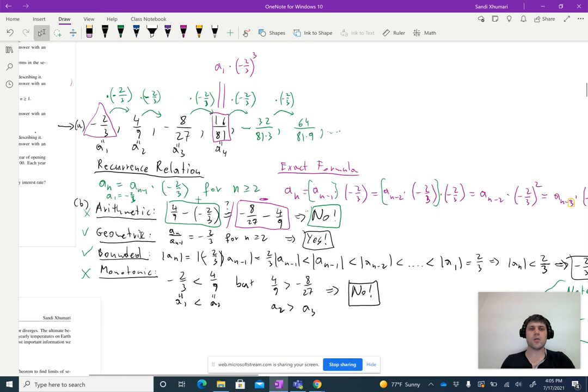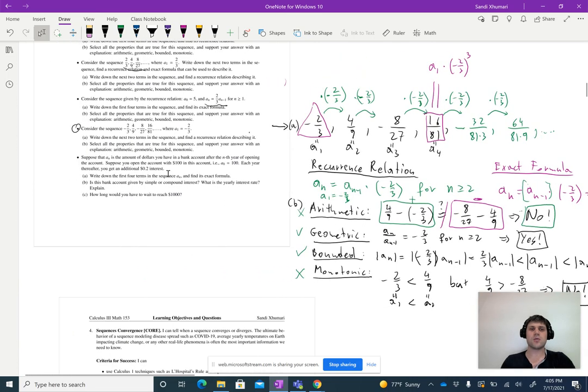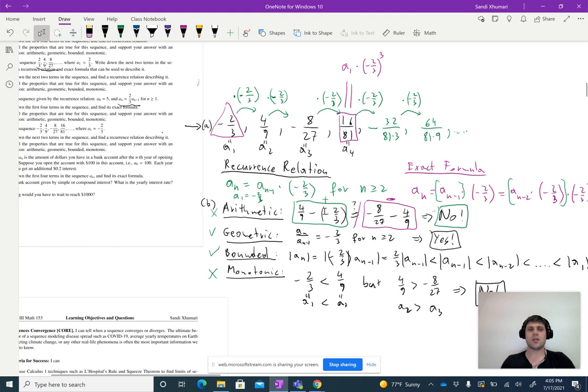So is this an arithmetic sequence? We can subtract the first two terms, and we notice that the subtraction of the first two terms is a positive number, whereas for the next two terms, it's a negative number, so no, definitely they cannot be equal to each other, so it's not arithmetic. Is it geometric? Well, yes, that's how we figured it out. a sub n divided by a sub n minus 1 is a constant, negative 2/3, so yes.